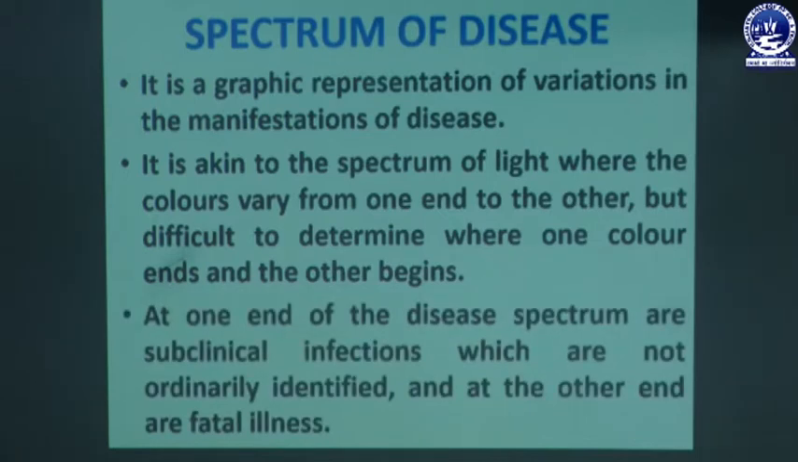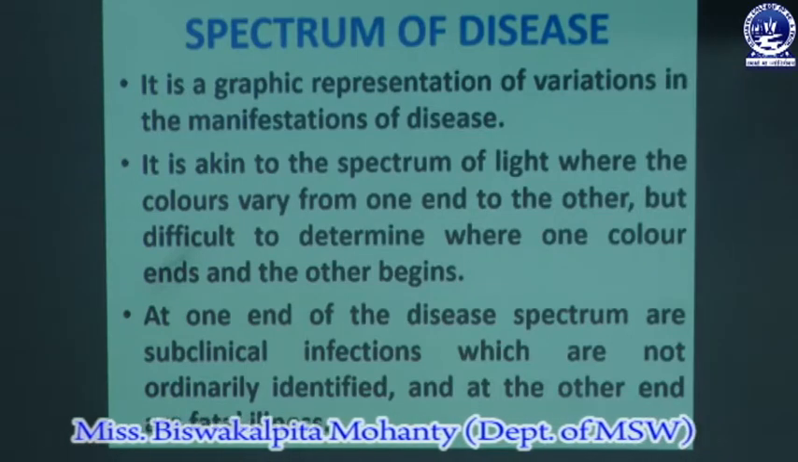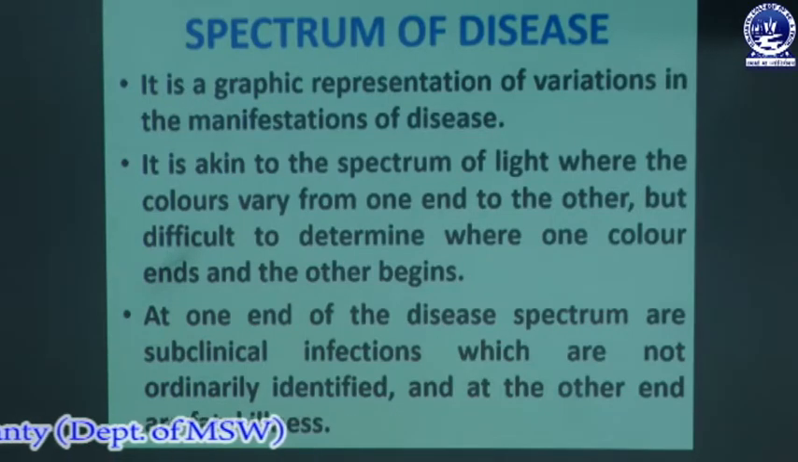At one end of the disease spectrum are subclinical infections, which are not ordinarily identified, and at the other end are fatal illnesses. Sometimes we can't know about subclinical infections, and we can't detect them at the right time or at the primary stage of the disease. In the middle of the spectrum lie illnesses ranging in severity from mild to severe. These different manifestations are simply reflections of individuals' different states of immunity and receptivity.